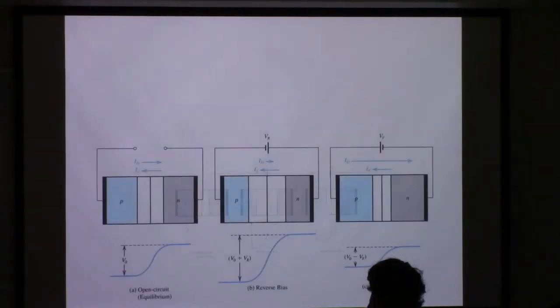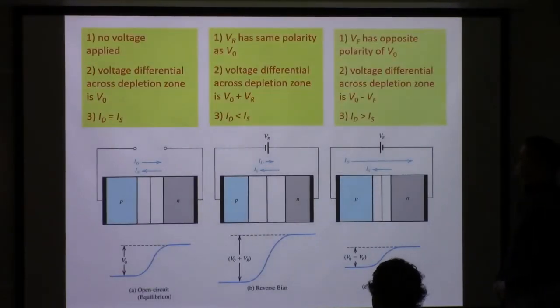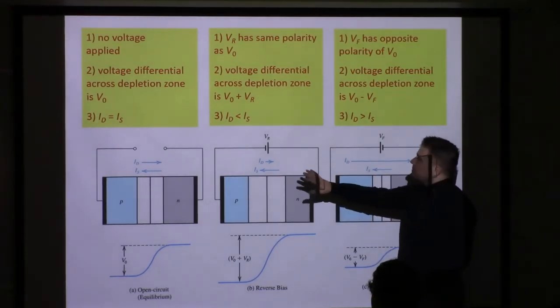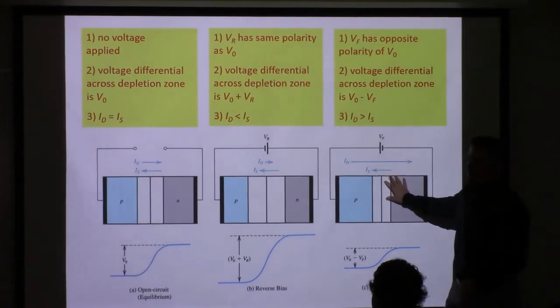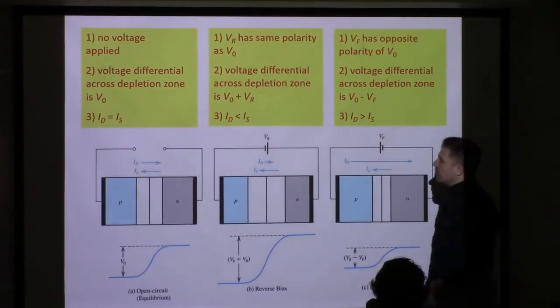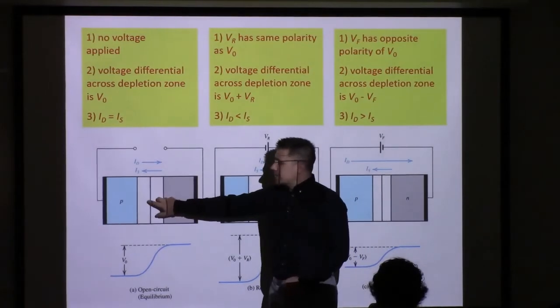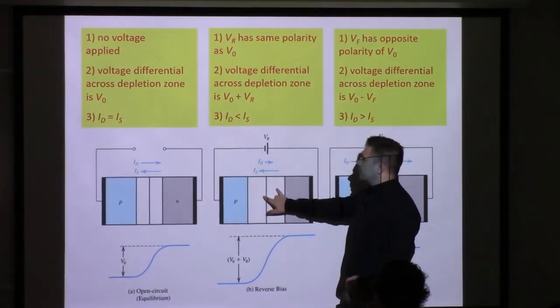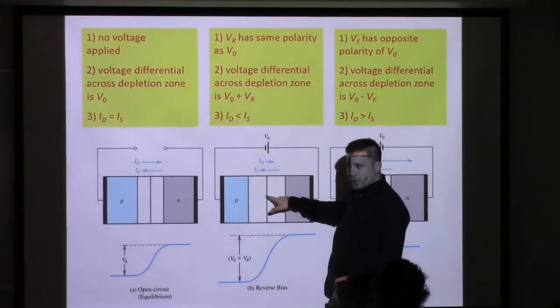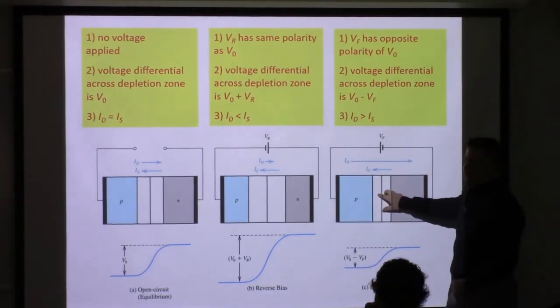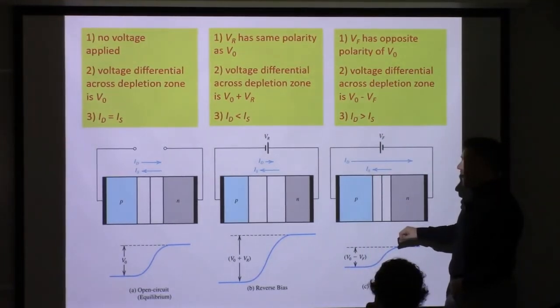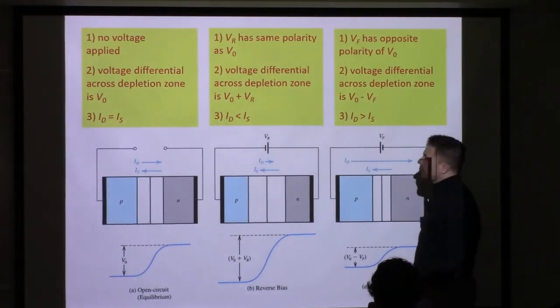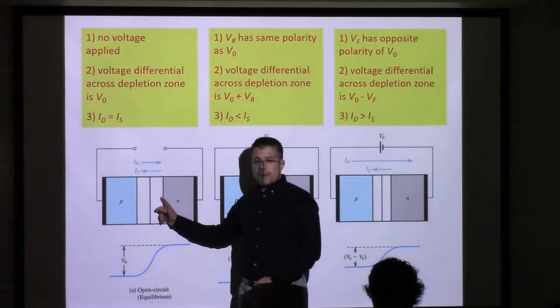So to compare these three cases: open circuit, reverse bias, forward bias. No voltage applied. VR has the same polarity as V naught. VF has the opposite polarity of V naught. Voltage differential across the depletion region is V naught. Voltage differential across the depletion region will be V naught plus VR. They reinforce one another. Voltage across the depletion region is V naught minus VF because they work against each other. ID is equal to IS. We know that from our equilibrium.